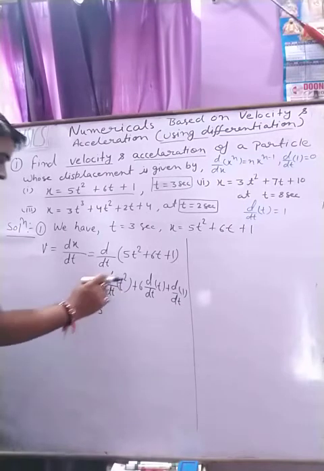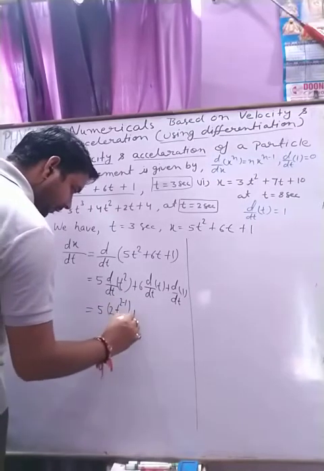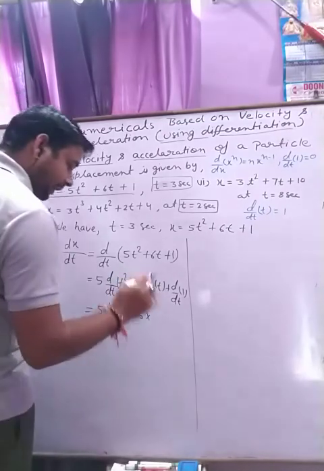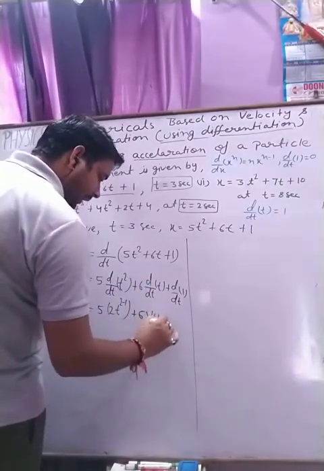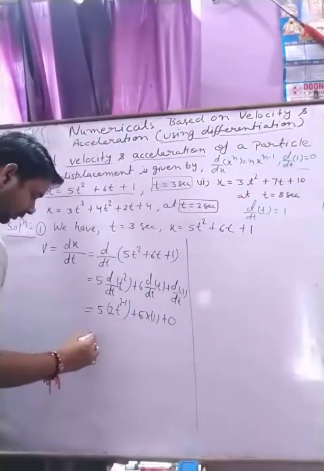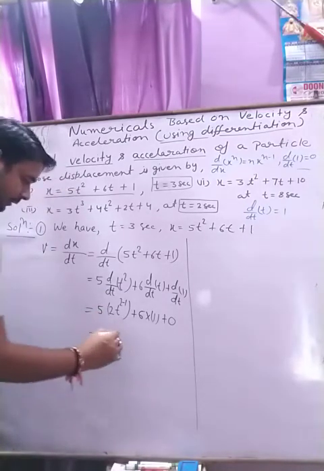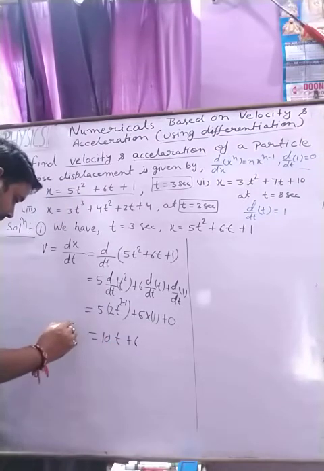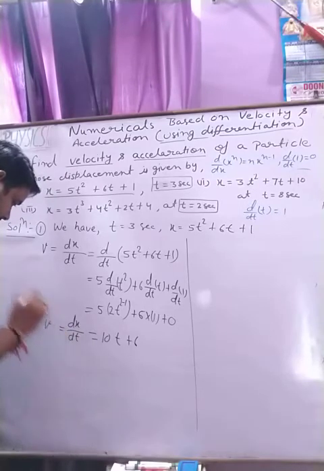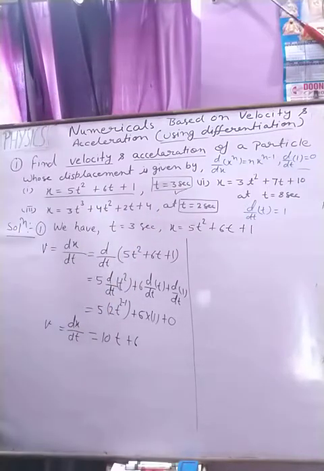differentiation of t square with respect to t is 2t to the power 2 minus 1, plus 6 into differentiation of t with respect to t is 1, and for any constant the value is 0. On solving this we get 2 into 5 is 10t plus 6. This is the value of velocity dx upon dt. Now we need to calculate this velocity at 3 seconds.